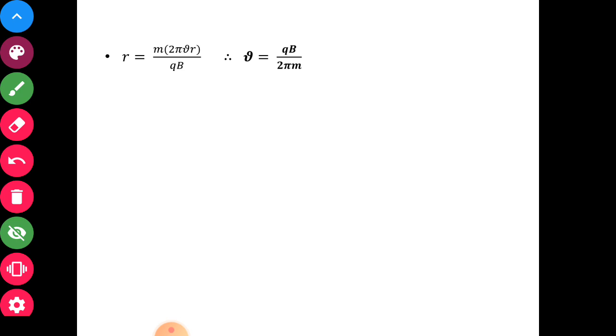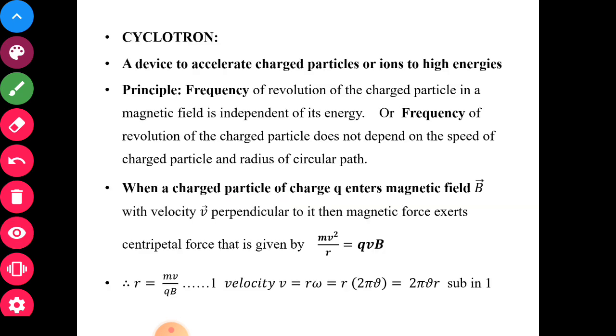So here this nu can be obtained as qB upon 2 pi m. This is very easily done. r can be cancelled out and you make this nu the subject of the formula. So you will have qB upon 2 pi m. So now try to understand this equation of nu. Nu is frequency which is independent of the speed of charged particle, that is v. Okay. So that was explained earlier. The frequency is independent of the speed of the charged particle.